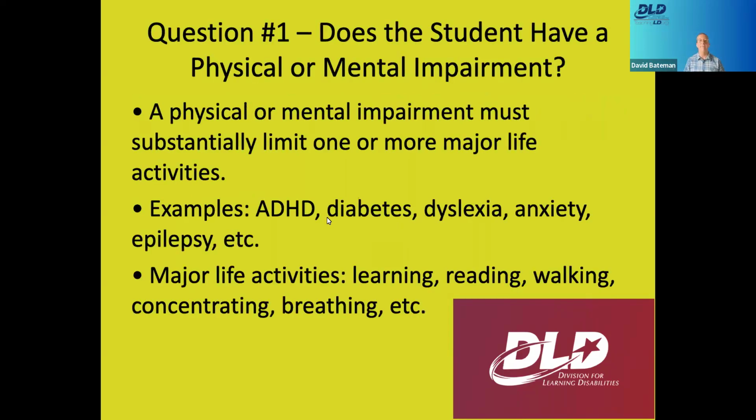First, does a student have a physical or a mental impairment? Okay. We have examples of physical impairments here. What it means, substantially limits one or more of the major life activities. Here are some examples. Here are some more major life activities: learning, reading, walking, concentrating, breathing, etc. There's major life activities as a part of this. Does the student have a physical or mental impairment? Okay. And here I'm saying student.